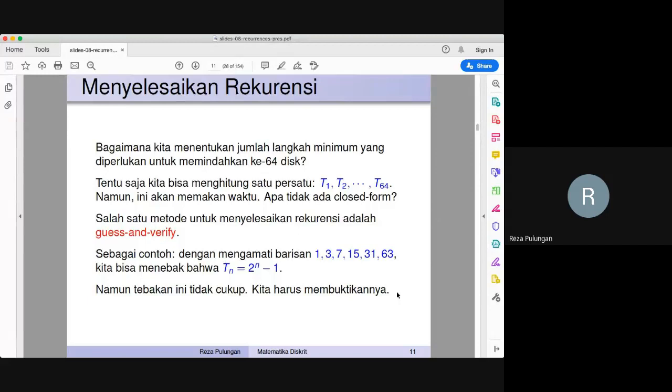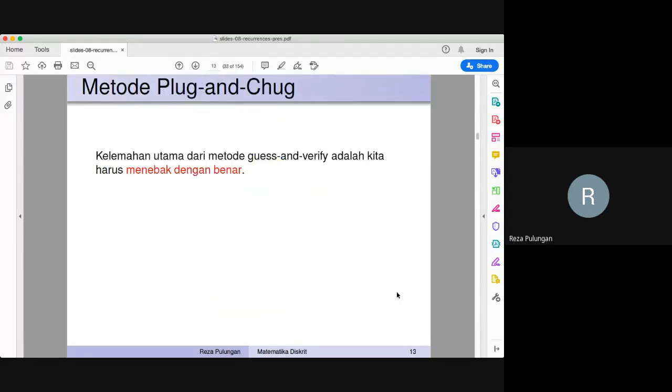So this is the major drawback of this method. Now, is there any other method? The other method is called plug and chug, and we will spend more time on this one because this allows you to solve any recurrence. The major disadvantage of the guess and verify method is that you have to guess correctly. If you guess wrongly, then you will not be able to prove it, and the whole thing will just be endless.